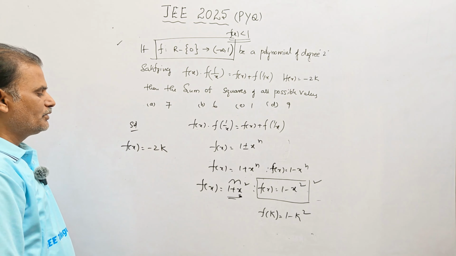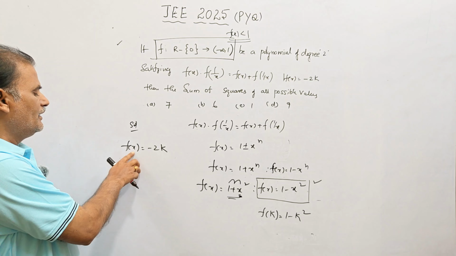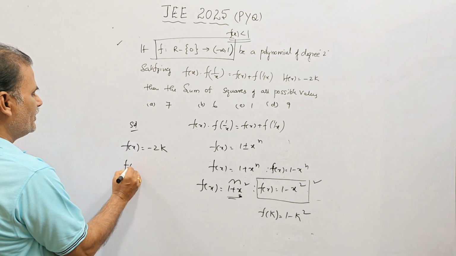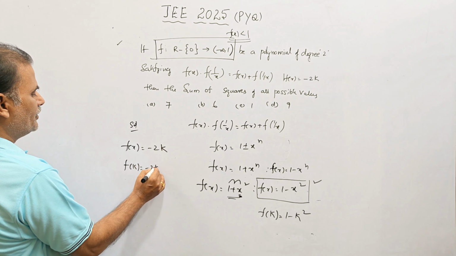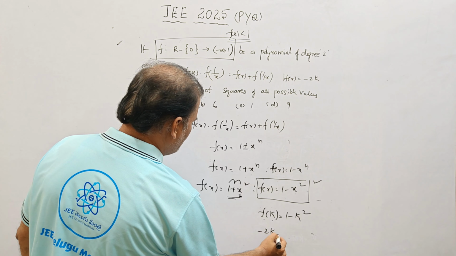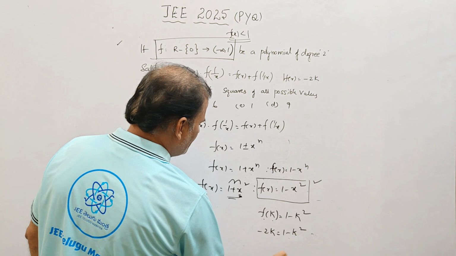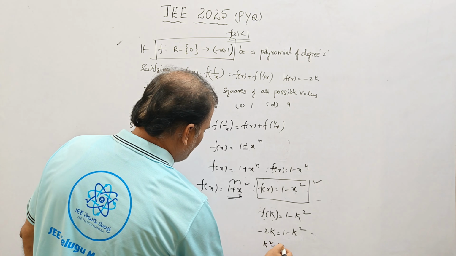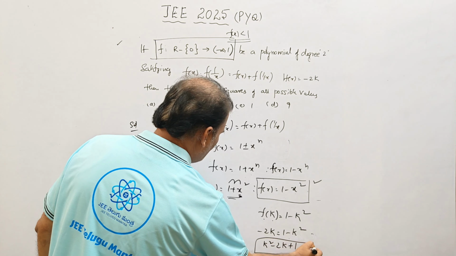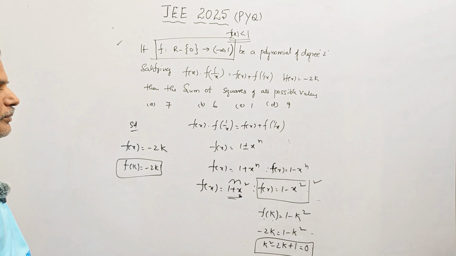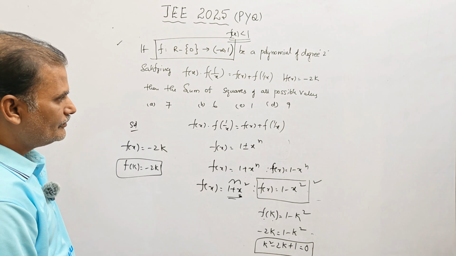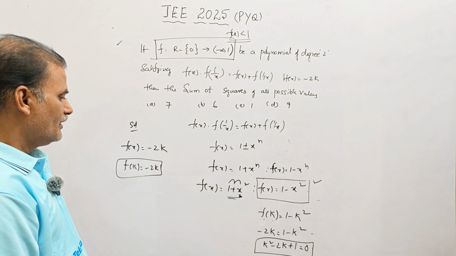Here f(x) = −2k. That means if you take x = k, f(k) = −2k. In the place of f(k), replace −2k = 1 − k². This gives k² − 2k + 1 = 0. This is the quadratic equation.